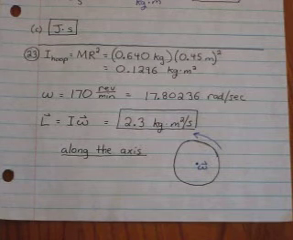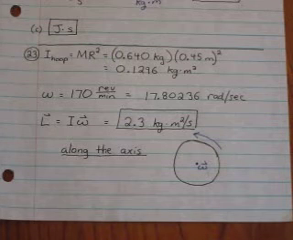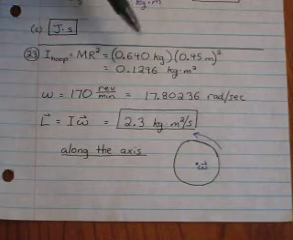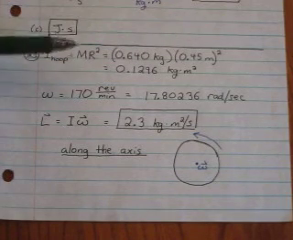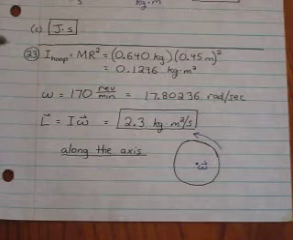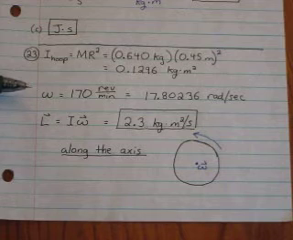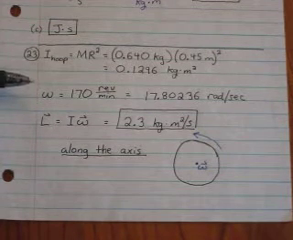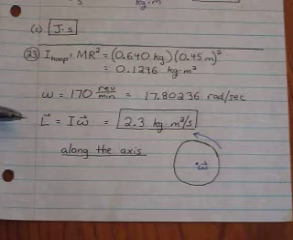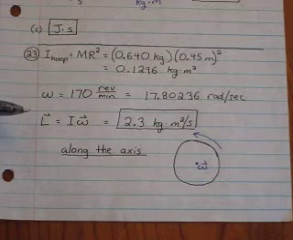So we need to go back to chapter 10, look up in the table. The moment of inertia of a hoop about its central axis is mr squared. There's the mass times the radius squared, so we get the moment of inertia is 0.1296 kilograms meters squared. Omega, we need that in radians per second, so I get 17.80236 radians per second. Then the angular momentum is I times omega. Multiply those two numbers, we get 2.3 kilograms meters squared per second.